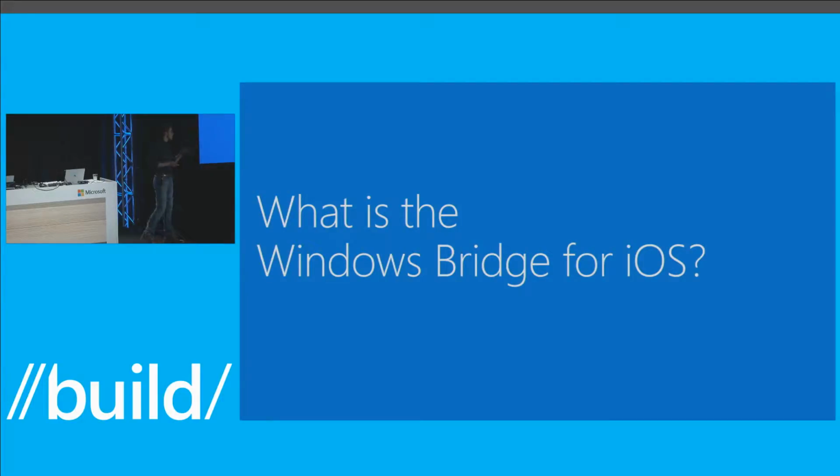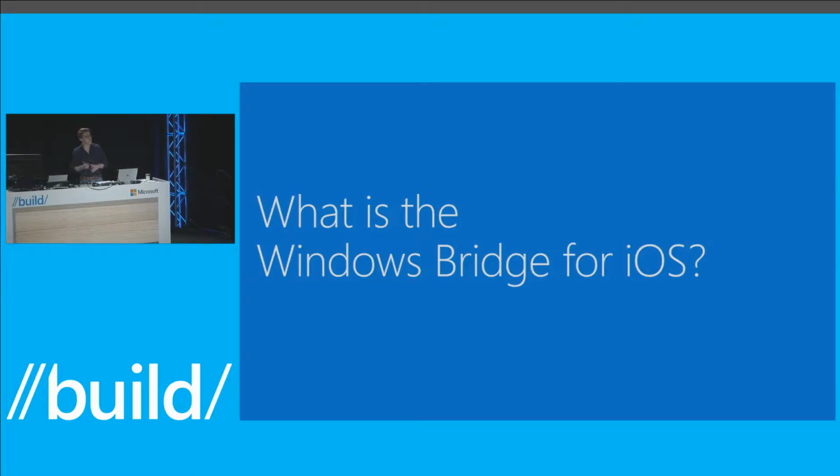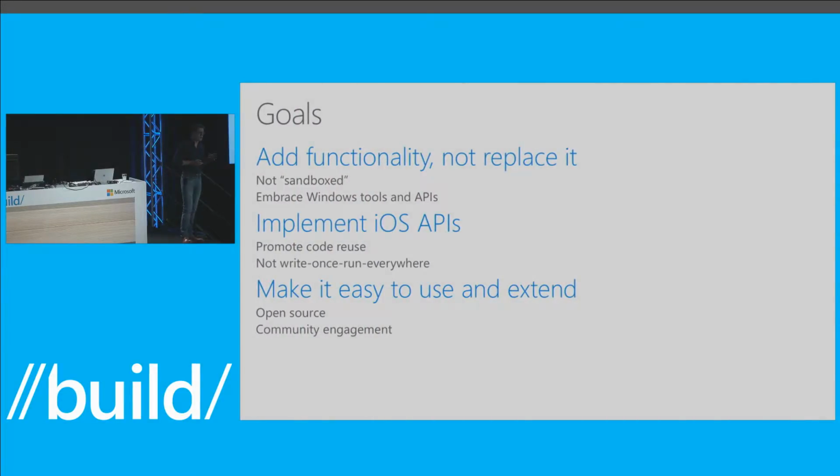So that's exactly what we've done with the iOS Bridge. The iOS Bridge is an open source SDK that allows Objective-C developers to reuse their existing iOS code base to build UWP apps. Now, how do we do that? We do that by adding rich Objective-C support to Visual Studio and UWP. Now, what do I mean by rich Objective-C support?